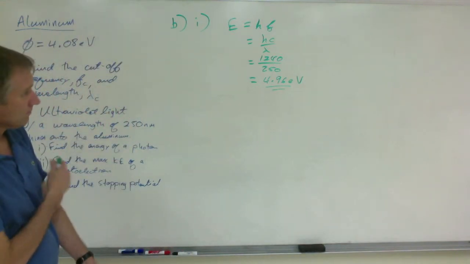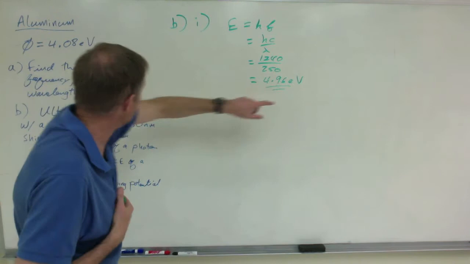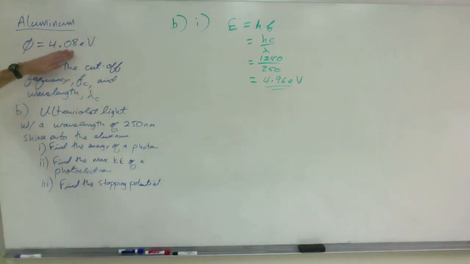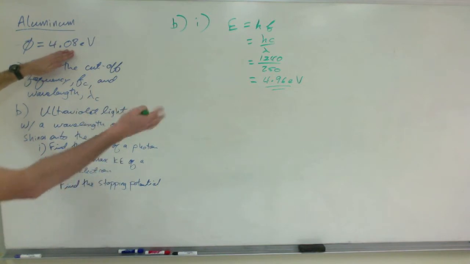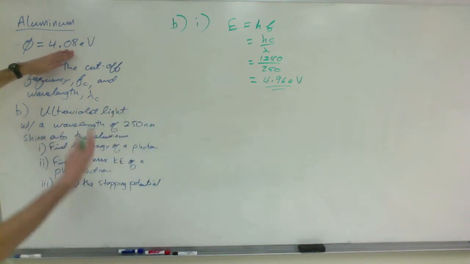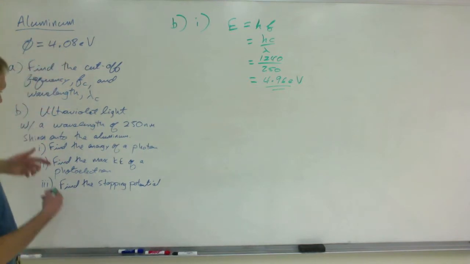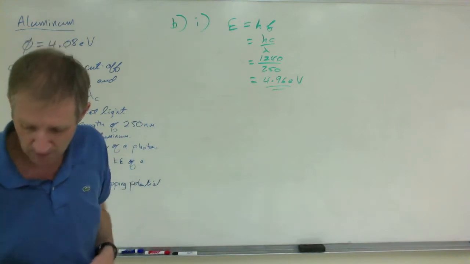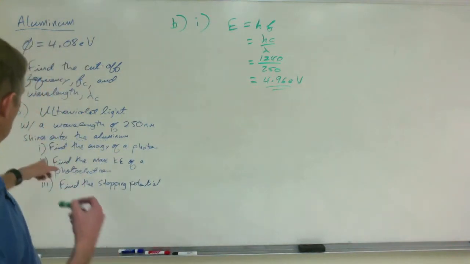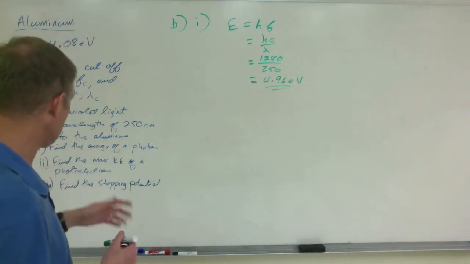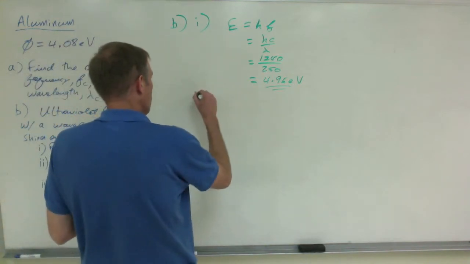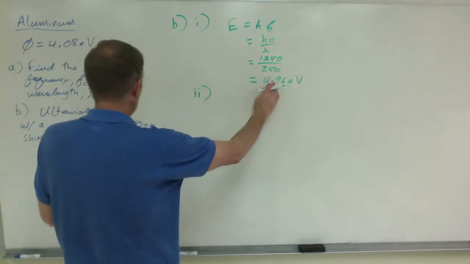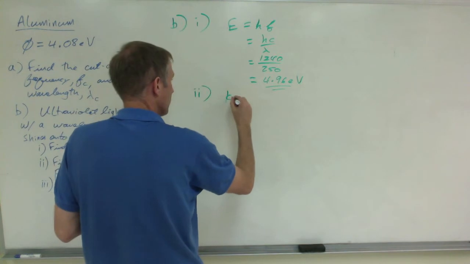All right. Now notice that 4.96 is greater than 4.08. The fact that it's greater, that extra, about 0.9 of an electron volt-ish, that's what's going to give us the kinetic energy that's going to get those electrons across and give us a current. Okay? So to do this next part, find the maximum kinetic energy of a photoelectron. Well, it's how much greater that is than that. That's your equation.